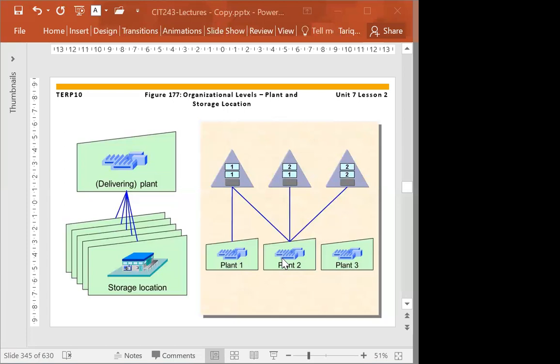Exam question. And plant is essential for determining the shipping point. I hope the next slide will be talking about that. So a shop can be a delivering plant. A plant where we are manufacturing can be a delivering plant.